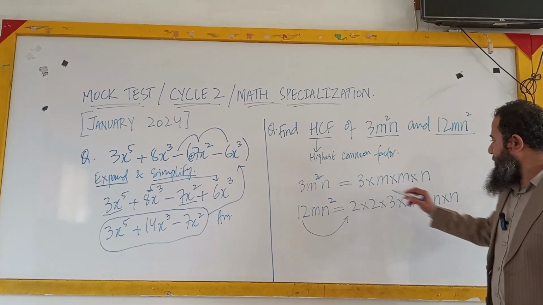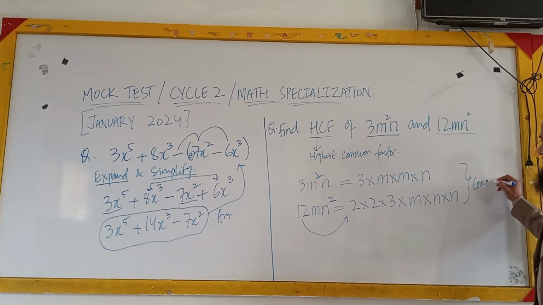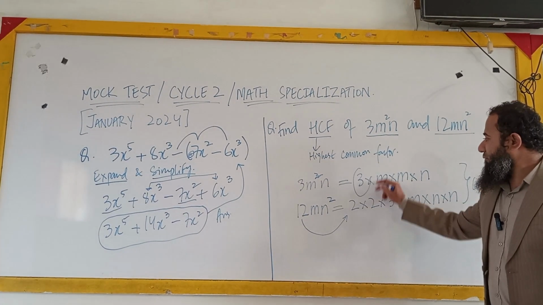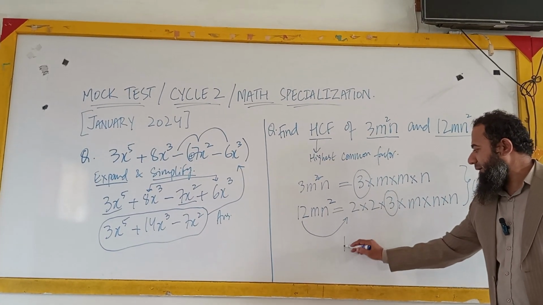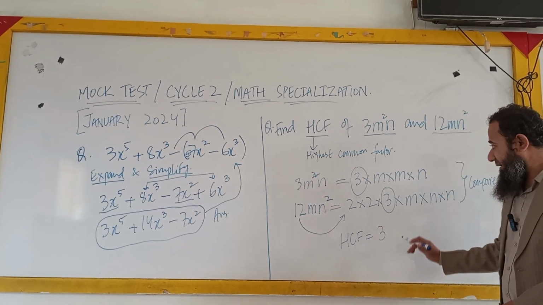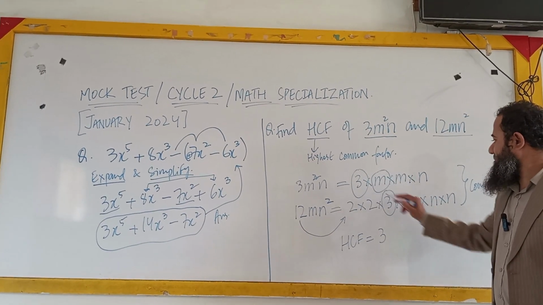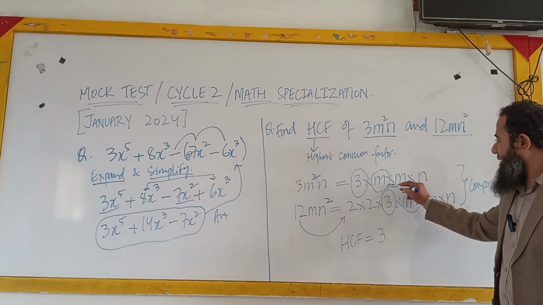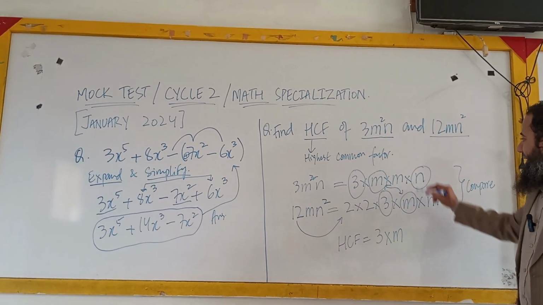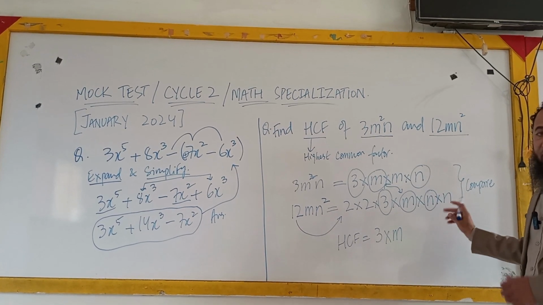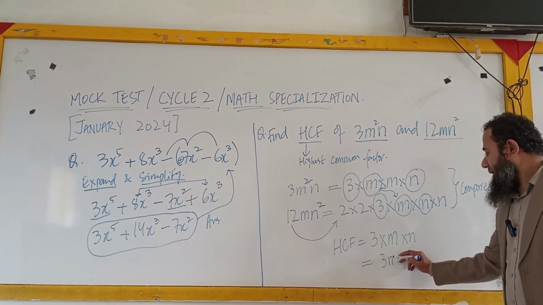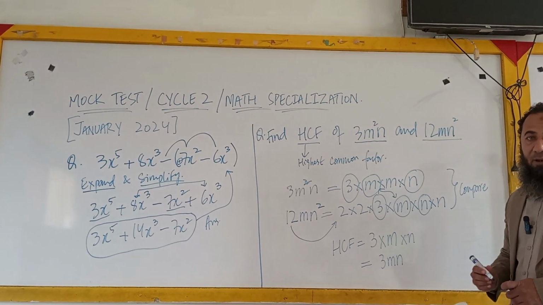Then we need to compare both of them. We have to compare the constant number as well as the variables. We have a complete pair of 3 in both the terms, so 3 will be the answer for the HCF. Then we compare m with m. We have one pair of m, so 3m. Then I compare n with n, and we have only one pair of n as well. So the HCF of the given terms is 3mn.